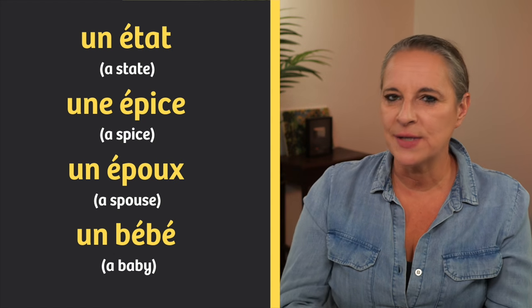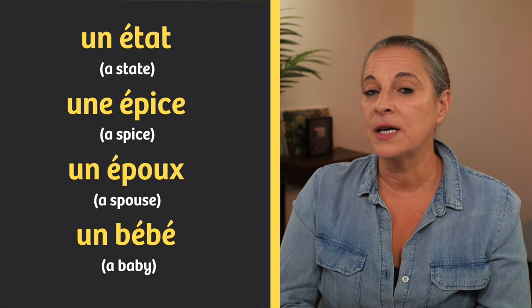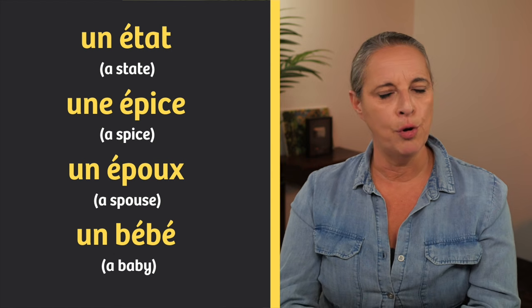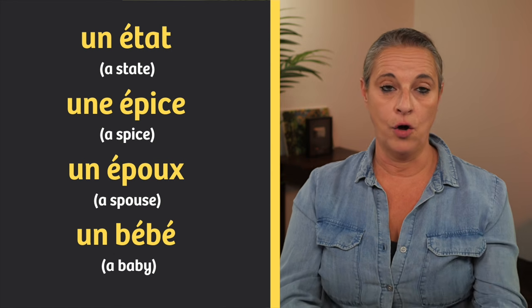So what you have to know is that without this accent aigu, the word becomes, for example, for bébé, b, because the sound of the letter E is E.